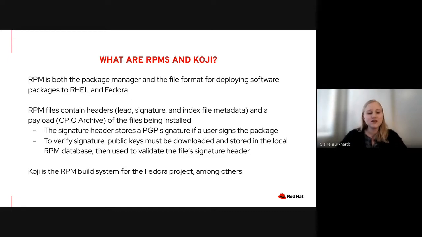And so to do so, the user has to go track down the public key that's probably somewhere on the internet. They download the public key, they store it in the local RPM database, which is again that RPM package manager tool, and then they use that stored public key on their system keyring to validate the file signature header. So it's a bit of a process, which is one of the things that motivated this project.